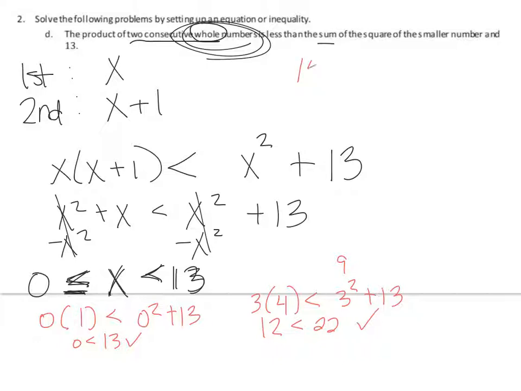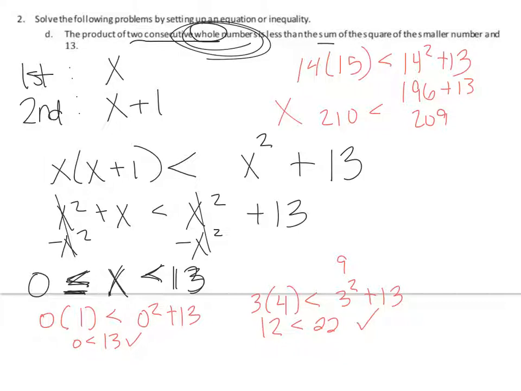Should 14 work? No, in fact, it shouldn't. 14 times 15 less than 14 squared plus 13. So 14 squared is 196 plus 13 is 209. 14 times 15 is 210. It is false. I shouldn't put an X there. It's false. So here is my answer.